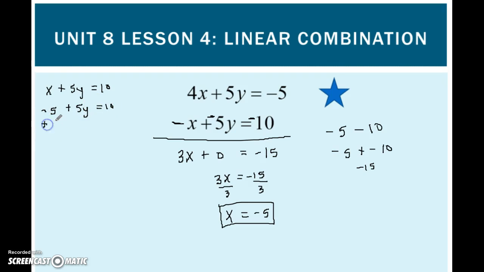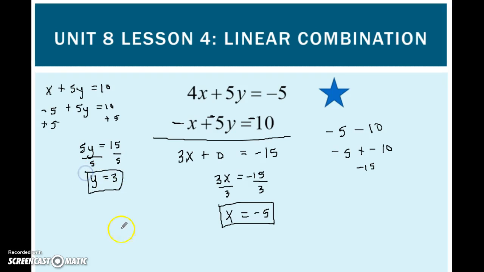I'm going to add 5 so that it cancels out on the left. And if I add 5 on one side, make sure you add 5 on the other. And you're left with 5y equals 15. And dividing by 5, I can see that y is equal to 3.